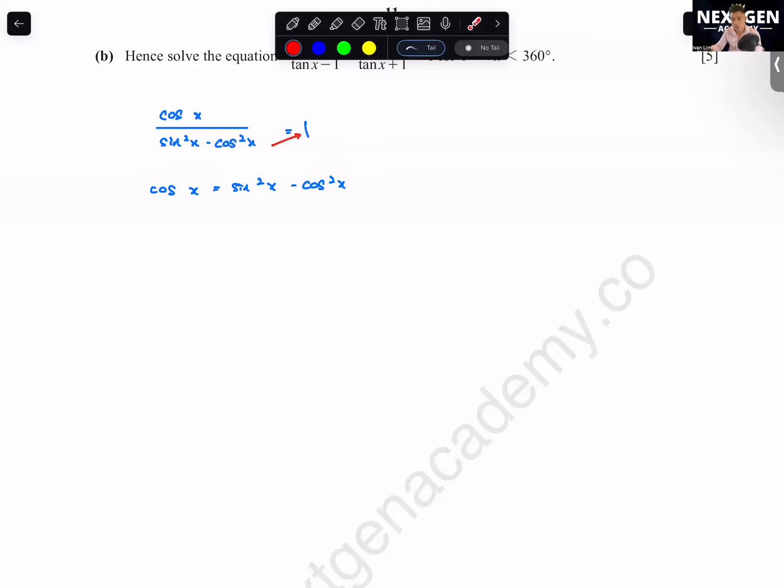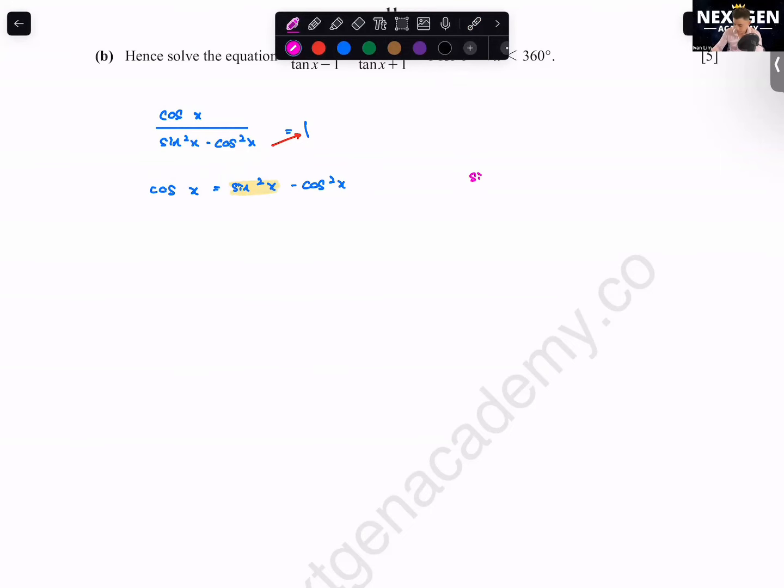Sine square, cos square, tangent square, cosecant square. So you either change this or this, sine square, cos square. You change everything to cos. So for this part here, sine square, let's change it to cos square. Look at the identities, which identity has sine and cos? Sine square, cos square.